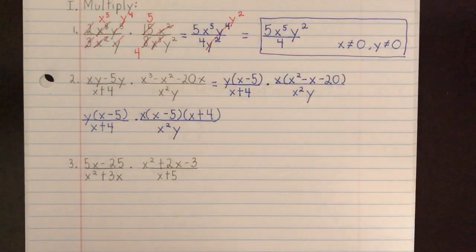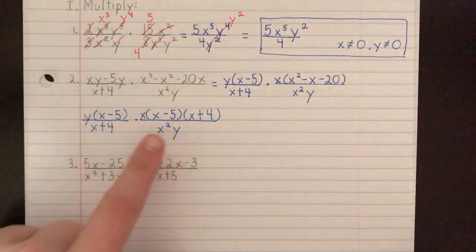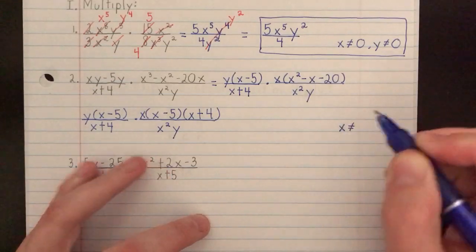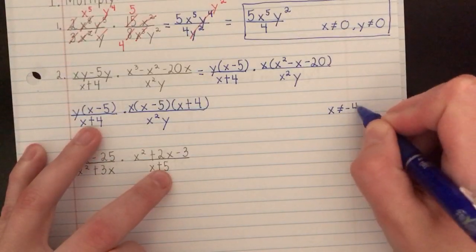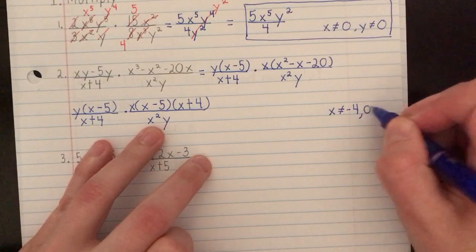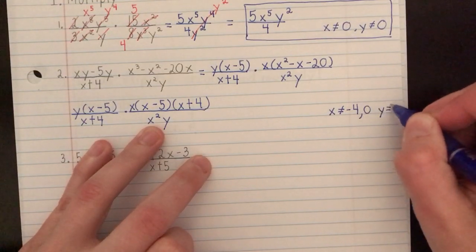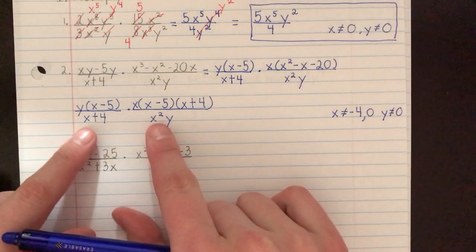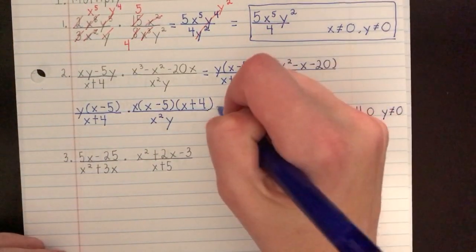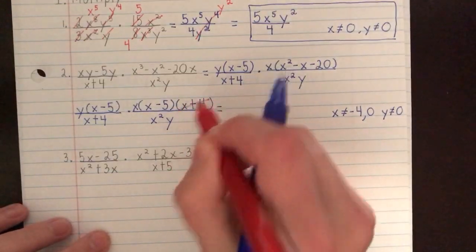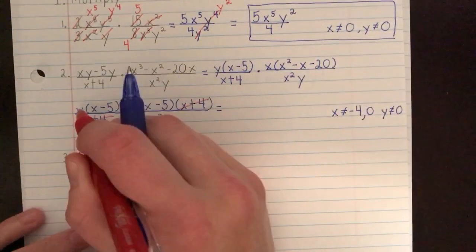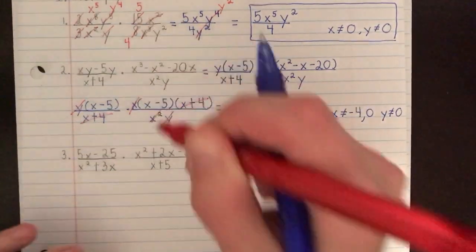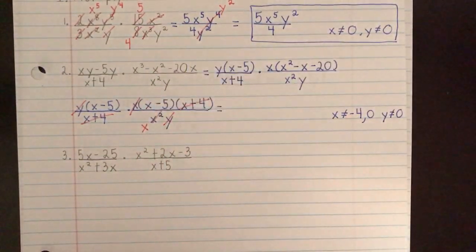So before I get excited and start canceling factors, I want to look at my denominators. So my restrictions would be x cannot equal negative 4, as well as 0, and then y cannot equal 0, because we're looking at both denominators here, and what would make the denominators equal to 0. Okay, so now I can cancel. I've got an x plus 4 with an x plus 4. I've got a y with a y, and x over x squared would simplify to just x on bottom.